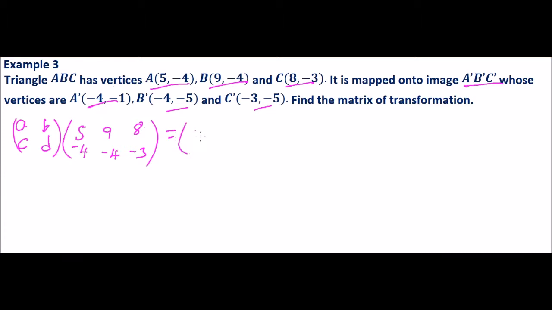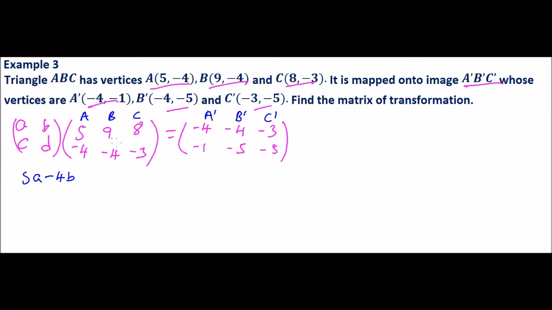So we say A times 5 will give 5A. Then we have B times 4, that will be minus 4B. A multiplied by 9 will get 9A. B multiplied by minus 4 will be minus 4B. So you have 9A minus 4B. A times 8, you have 8A. Then B times minus 3. We come to the second row. C times 5 will give us 5C minus 4D. We have done with the first row. So it gives us 9C minus 4D, and 8C minus 3D.